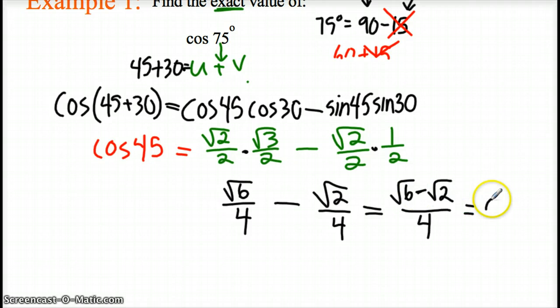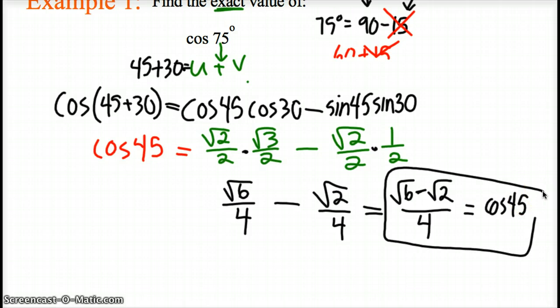This is the cosine of 75. Quick check in your calculator, you could plug in both these values, left and right, and see that their decimal values are equivalent. We'll talk more about that in class if you don't understand. We're going to look at 3 more examples before you get some checkpoints.